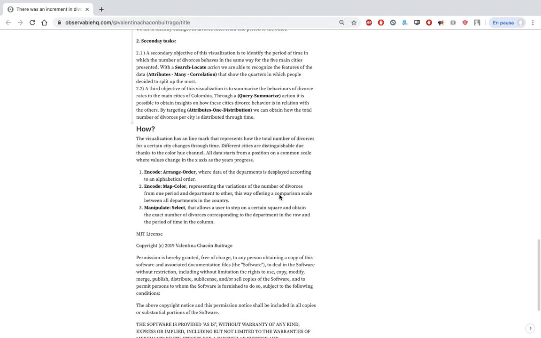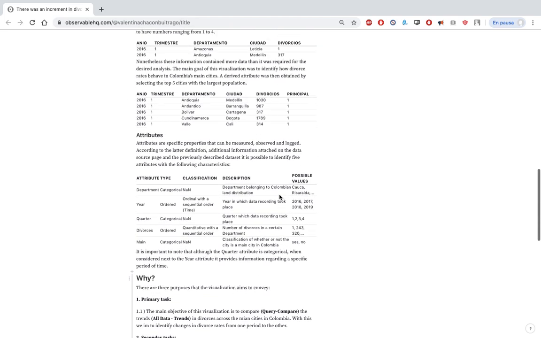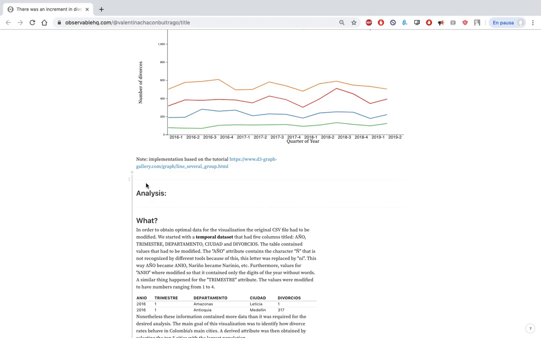As for the how, we have color channels that allow us to identify the difference between each city, and we are using a line mark.